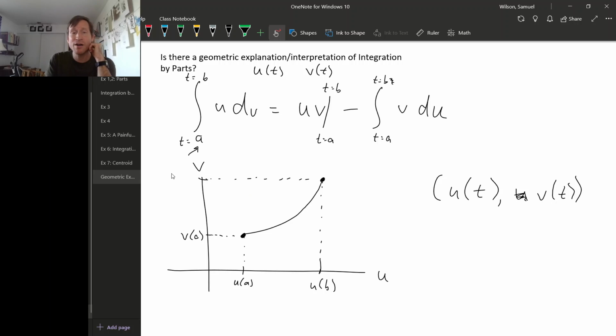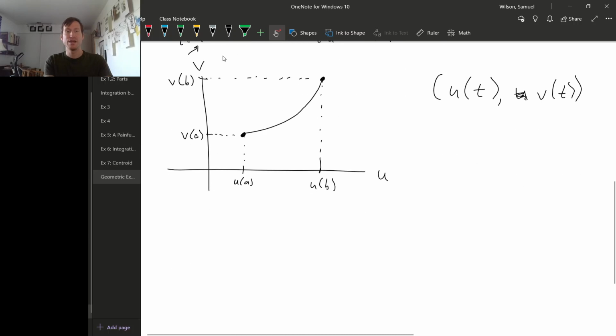Now I've drawn this as if u and v are both increasing functions, but they don't have to be. Okay. So now that we have a picture of the setup of these functions, let's interpret each one of these integrals in terms of this diagram.